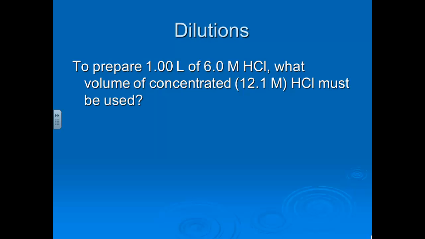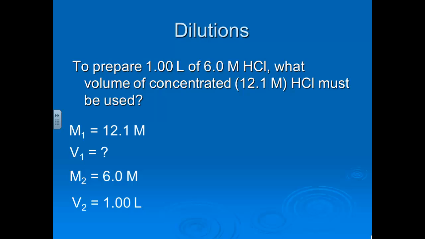So let's see if we know where our numbers go. What's the before case? What do I have to work with? 12.1. Do I know how much to use? No. What do I need to make? 1 liter of 6 molar. I have 12.1 in the closet. I don't know how much to use. I need to make 1 liter of 6 molar hydrochloric acid.